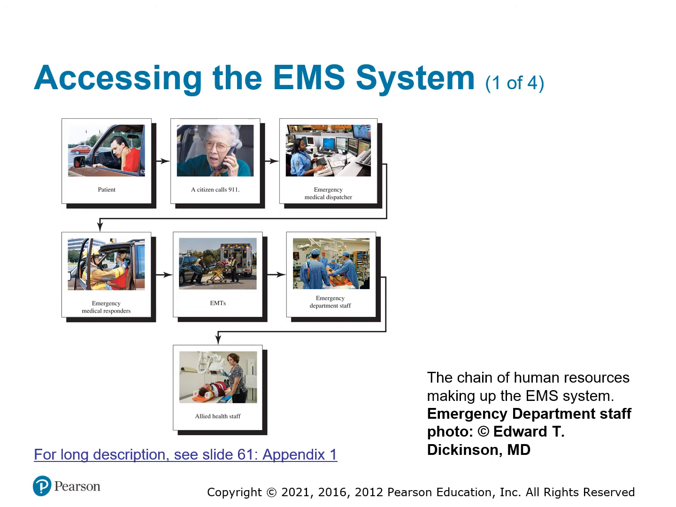This is for those of you that are visual learners. So when you think about accessing the EMS system, just kind of follow the diagram here. You have a patient, they call 911, and it comes into the emergency medical dispatcher. The emergency medical dispatcher gets responders to start responding to the scene. EMTs arrive on the scene, load the patient up, and transport the patient to the emergency department. The emergency department takes care of them and gets them to the allied health staff, which is kind of going to be their landing point within the hospital.